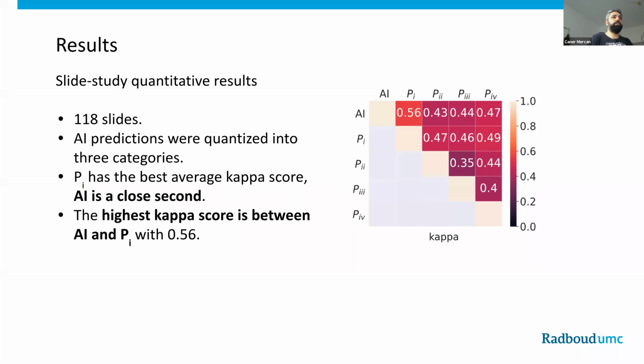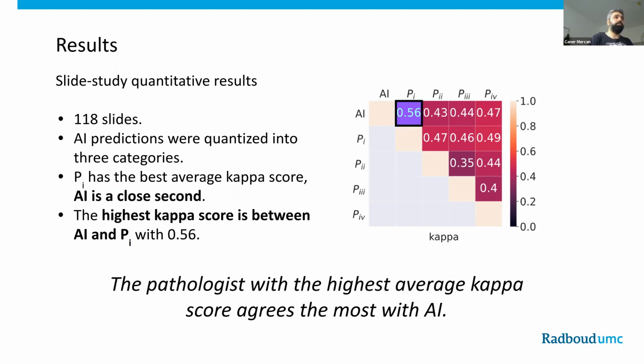Here the results more or less depict a similar story, only this time around pathologist number 1 had the best average kappa score in this challenging task, and the AI was a close second. But the highest pairwise kappa score of 0.56 was between the AI and pathologist number 1. I would like to emphasize that the pathologist with the highest average kappa score agrees the most with AI, not the other 3 pathologists.